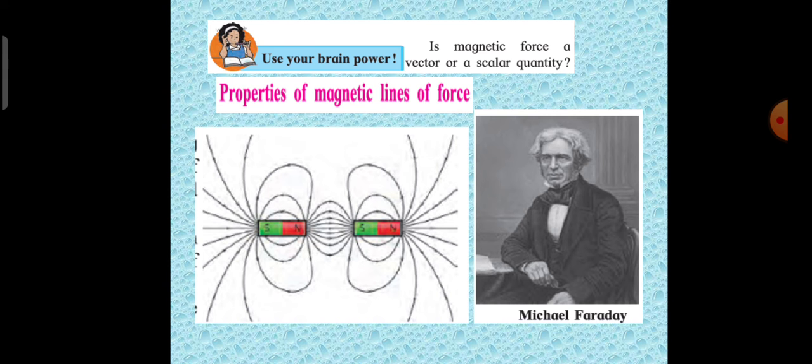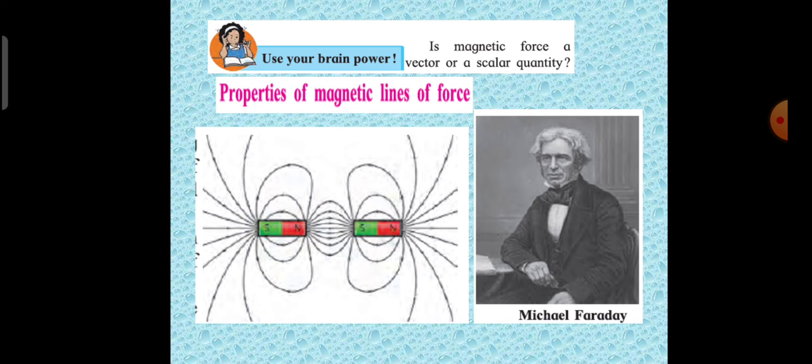Magnetic lines of force are imaginary connecting lines, and Faraday introduced the concept of lines of force in order to explain the magnetic attraction and repulsion. Second, magnetic lines of force always run from north pole to the south pole. The south pole may be of the same magnet or a different one. Third, magnetic lines of force are in a state of tension like a stretched spring.